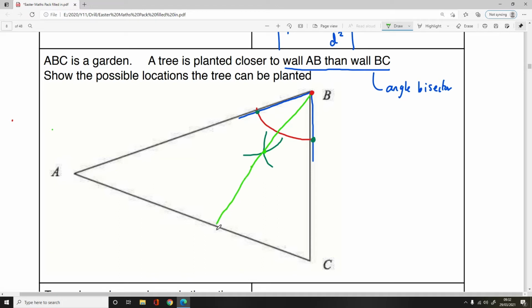You need to carry it on because we're talking about the whole garden, and it says a tree is planted closer to AB than BC. That means it's on this side of the wall here. Just get rid of that because that's going to look dreadful.